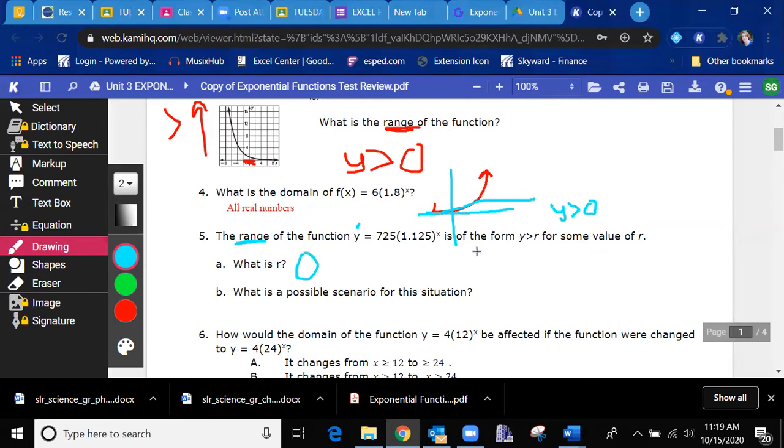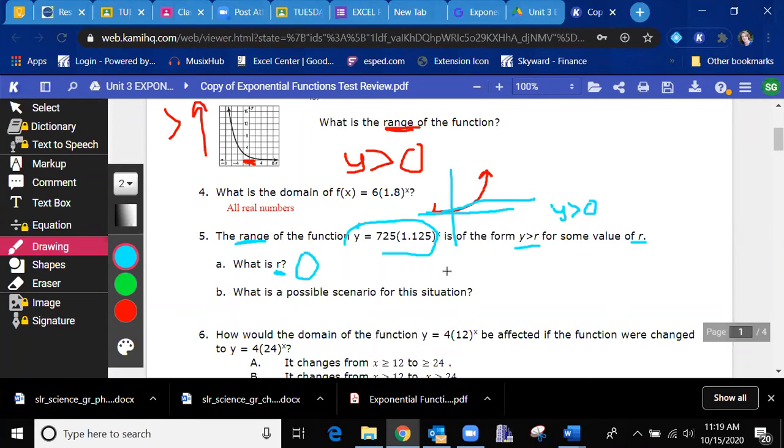But the way they're asking the question is a little different. They're saying the range is Y greater than some number they're calling R. And so what is that number? 0. So what could this story be about?